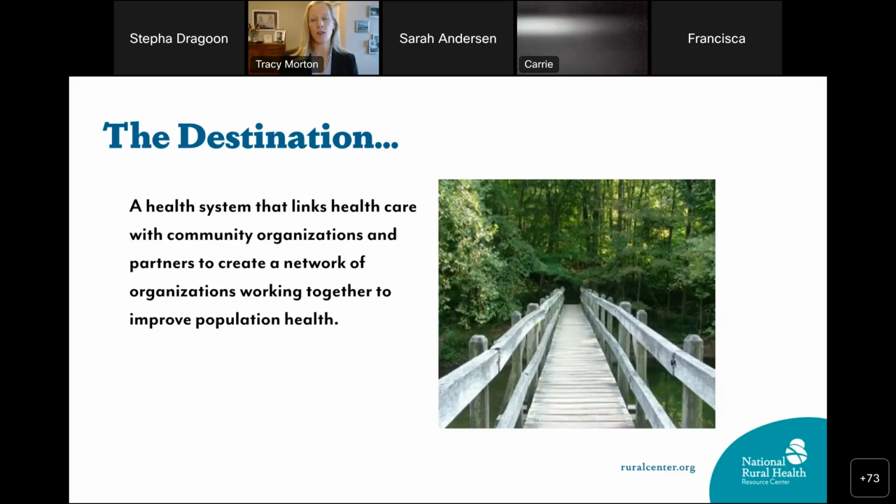So to connect that together, what we're trying to do nationally as a country, and I'm speaking in generalities here, is to create a health system that links together healthcare with community organizations and partners to create a network of organizations that work together to improve population health. And again, as I say health system here, I'm not talking about being part of a system or affiliation in and of itself. I'm talking about a system as a country to improve overall healthcare.